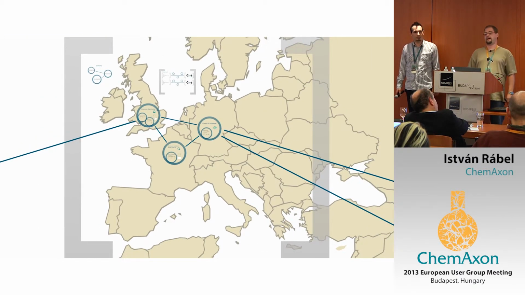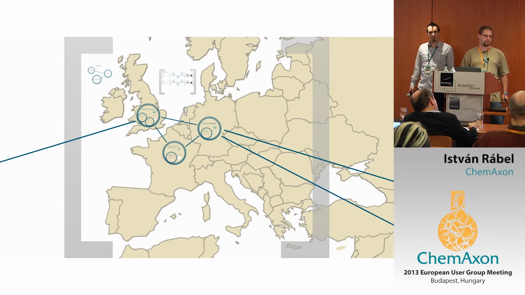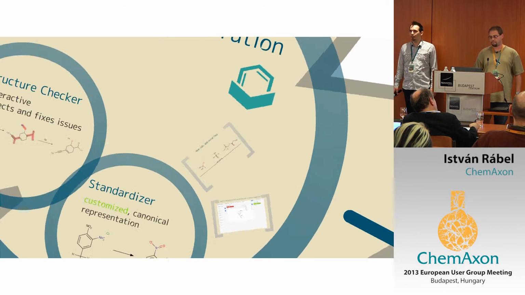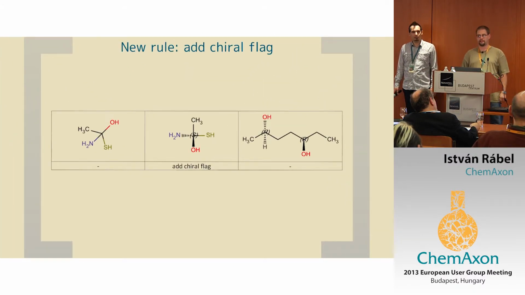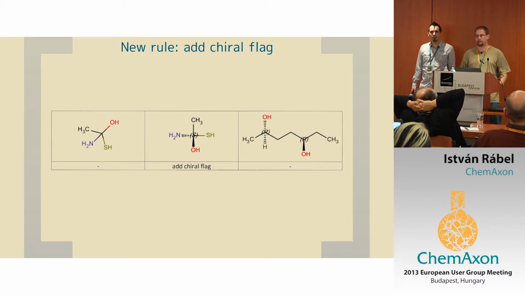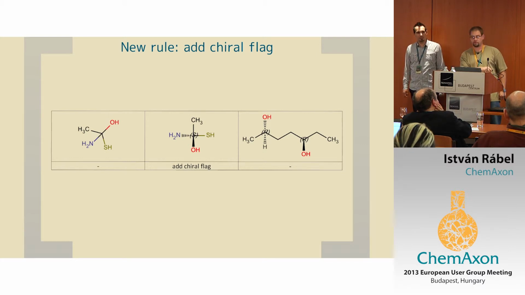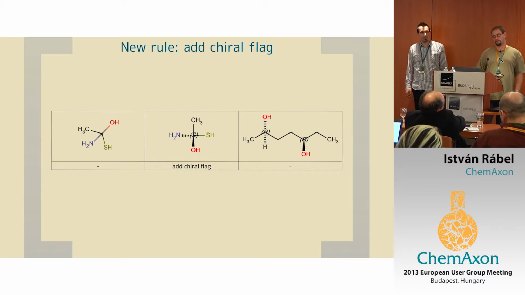Let's go back to our company, and we mentioned Standardizer as well. So as a second example, let's talk about Standardizer a bit as the second important part of a compound registration system. Let's assume that the company needs a custom action. ChemAxon has an action to add chiral flag to molecules, but they will add chiral flags for every molecule that has a chiral center. So they only want to mark this kind of structure where there is only one marked chiral center.